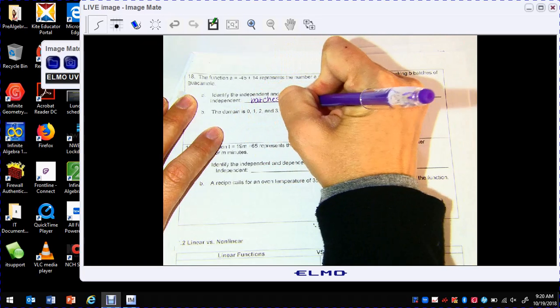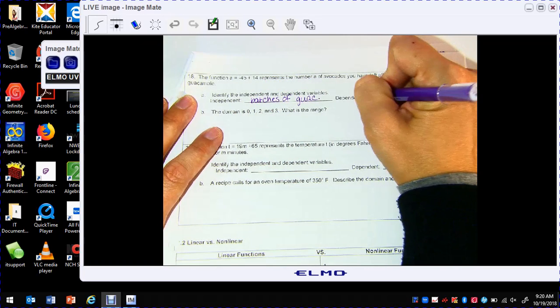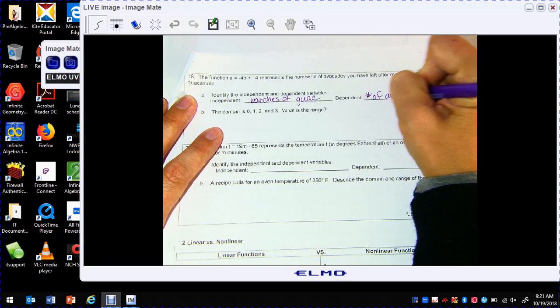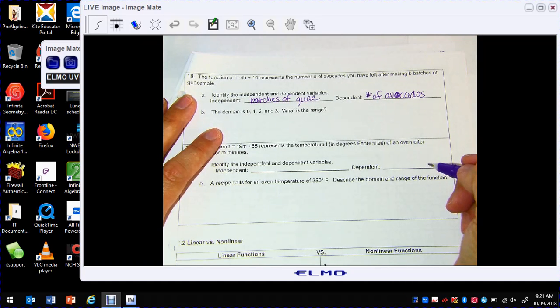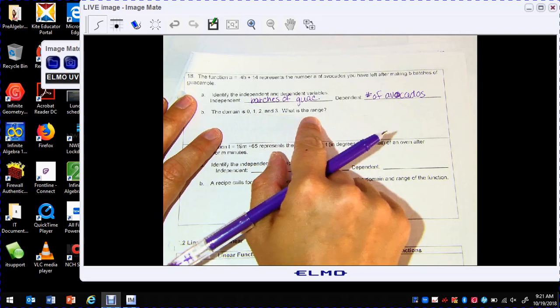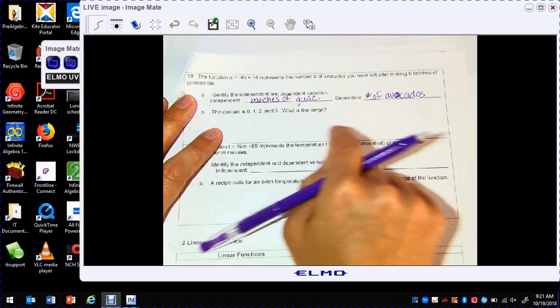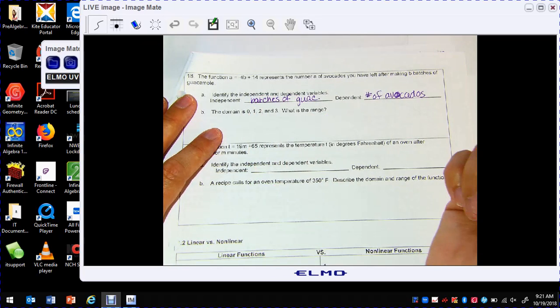And again, I'm going to just say guac there. And the dependent would be the number of avocados left. There we go. Okay, so now it's going to tell me my domain is 0, 1, 2, and 3. What is the range? If I don't make any batches, how many avocados do I have? If I make 1 batch, 2 batches, or 3 batches, then how many avocados do I have?